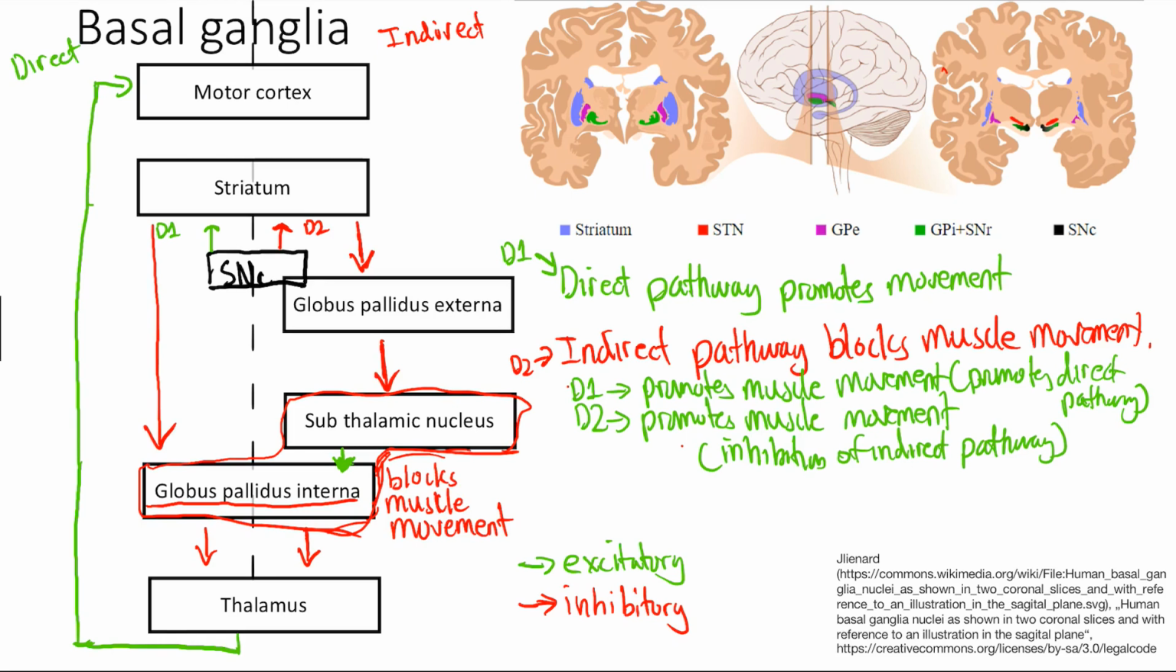It's much more simple, I think, if you just consider the globus pallidus interna and the subthalamic nucleus as one block. And just remember to use the globus pallidus interna as your anchor point, and just remember that its function is to block muscle movement. So the direct pathway goes directly and takes out this globus pallidus interna, so you're actually promoting movement. And then the indirect pathway goes a roundabout way, and so you get a double negative that cancels each other out. So your globus pallidus interna is still there, still blocking muscle movement. So indirect pathway blocks muscle movement. So that's it for the basal ganglia.